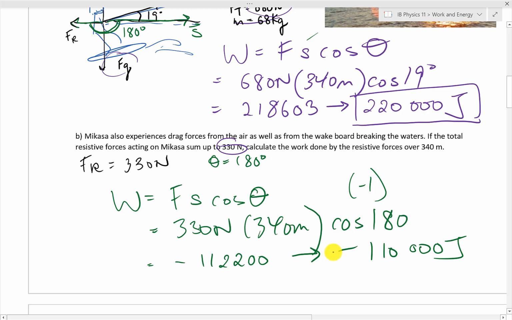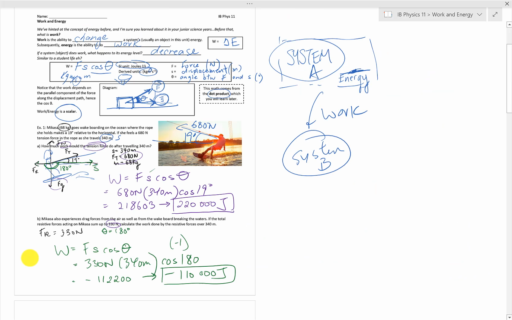-110,000 joules. Now you are probably thinking, isn't work a scalar, so then it doesn't have direction, so why do we get a negative sign? What does that negative sign mean? We have to go back to this diagram of the system over here. When we do work on the system, usually that causes the energy level to go up, which is probably what the tension force is doing to Mikasa in this case. However, if you imagine that the friction forces are taking away energy from Mikasa, causing her energy level to go down, that's one way to think about it.